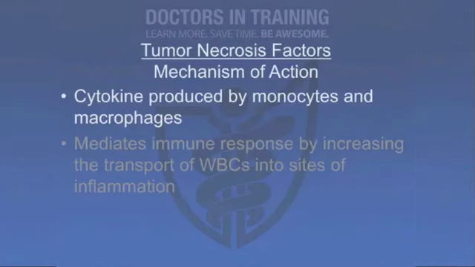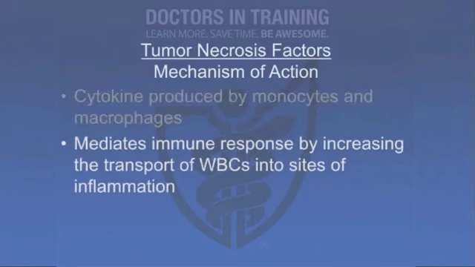Most of these that we're going to talk about, 3 of the 5 that we'll be talking about are TNF blockers. So I think I should just take a moment to mention what TNF is and what it does in the body. So TNF is a cytokine that's produced by monocytes and also macrophages. It mediates the immune response by increasing the transport of white cells into sites of inflammation.